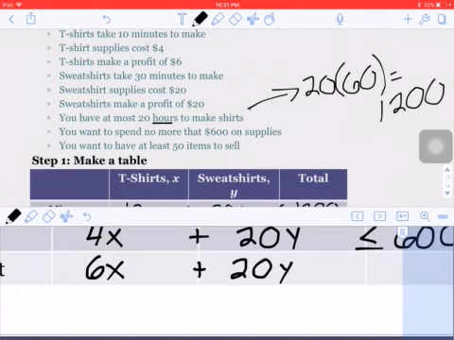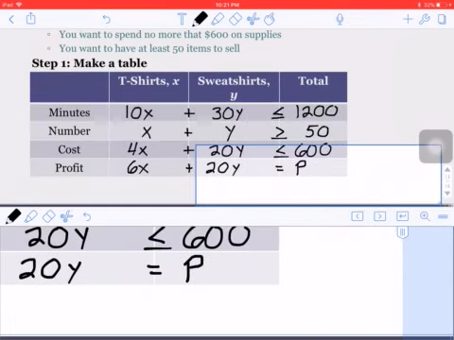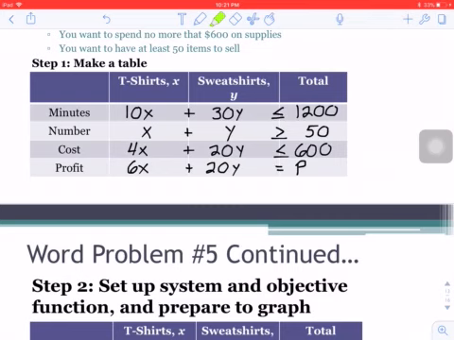And then we don't actually know what this will be because ideally we're just trying to maximize the profit. So this is actually going to be an equation that is a function, and it's our objective function. We're just going to say it equals P, or in other words, it'll be 6x plus 20y equals P. And I'm just going to highlight that too because we want to make sure that we recognize that that is going to be our profit function. And that's not actually something that we're going to be graphing on the paper.